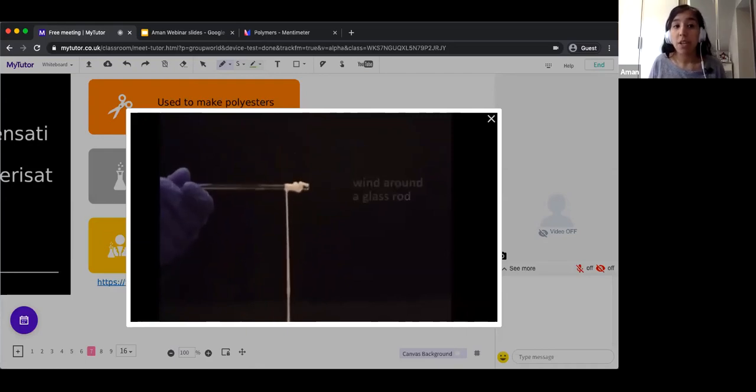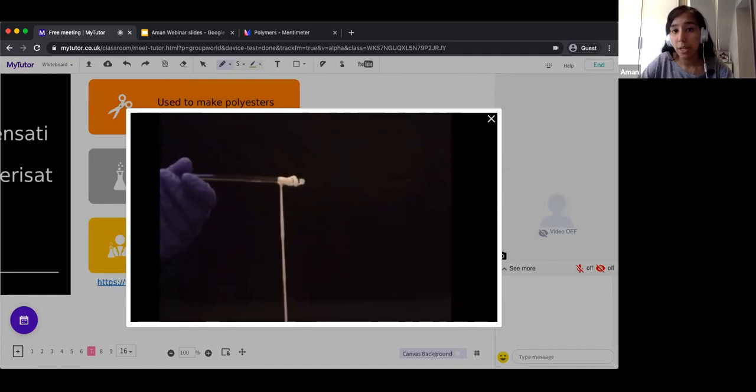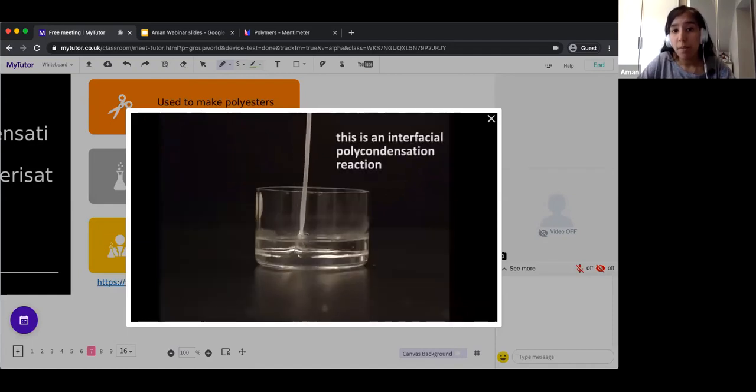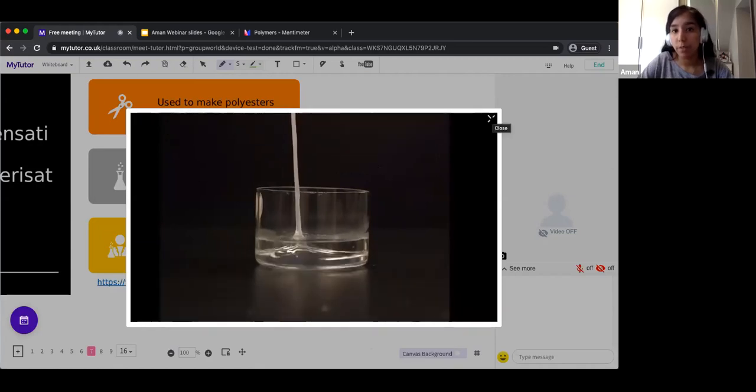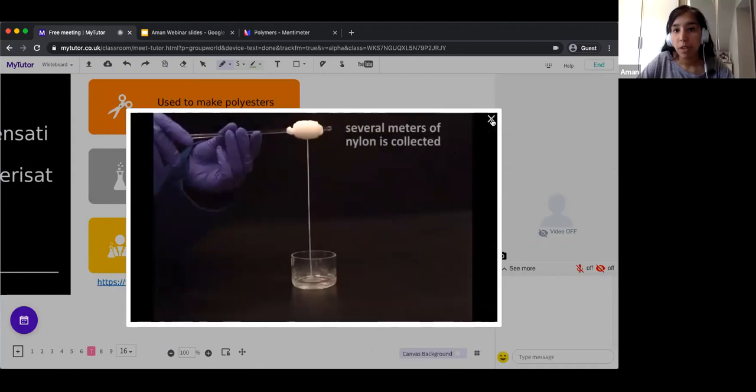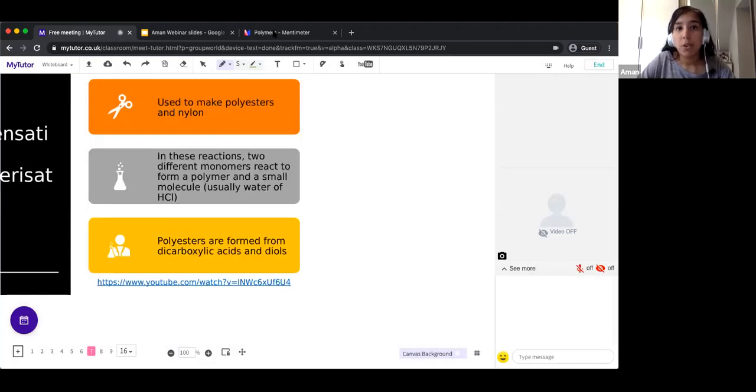And again, that's another condensation polymerization polymer, which is nylon, and as it says, it's a polycondensation reaction going on, or condensation polymerization reaction. Great, okay. Any questions then on condensation polymerization?